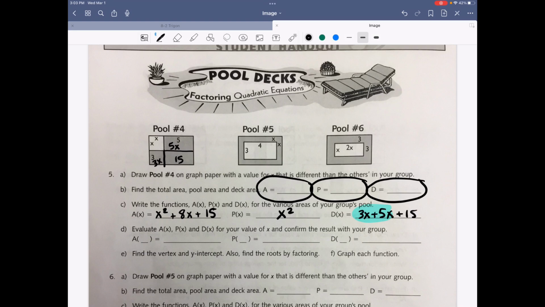Then you're going to plug in your number for here, whatever your x was, you're going to square it, you're going to multiply it by 8, and you're going to add 15. Again, put your number in here. You are going to just square it. That's for your pool. And then you're going to put your number in here for the deck, and you're going to multiply it by 3. You're going to multiply your number by 5, and you're going to add 15. And then you're going to say what that equals.